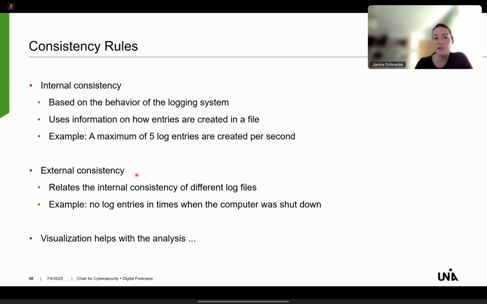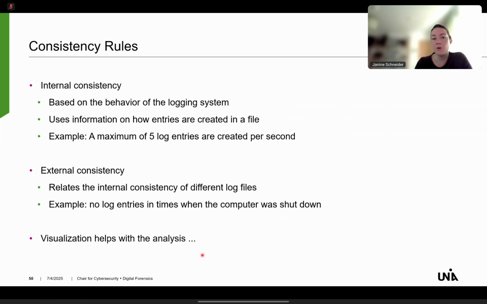And there's also external consistency, where you can compare, for example, different log files with each other. For example, there are no log entries in times when the computer was shut down in one log file, but in another log file there are timestamps that can be found. So you can compare a couple of log files to each other and thereby check the external consistency.